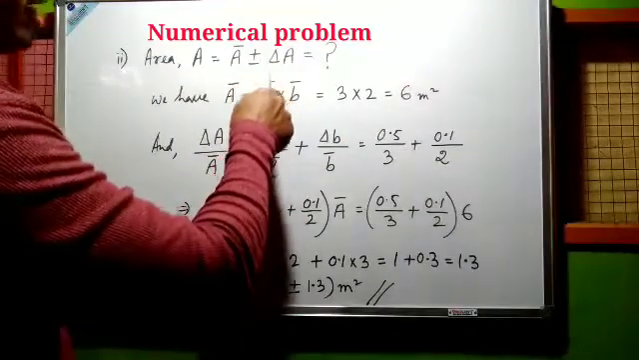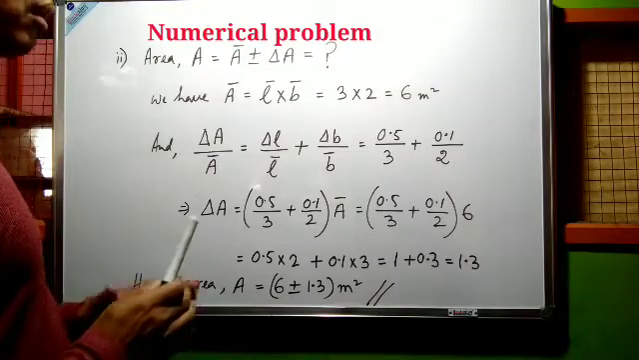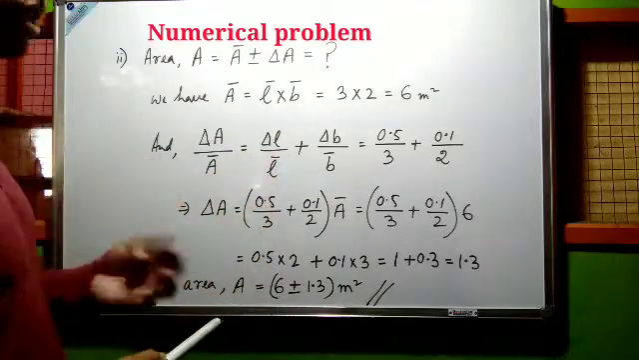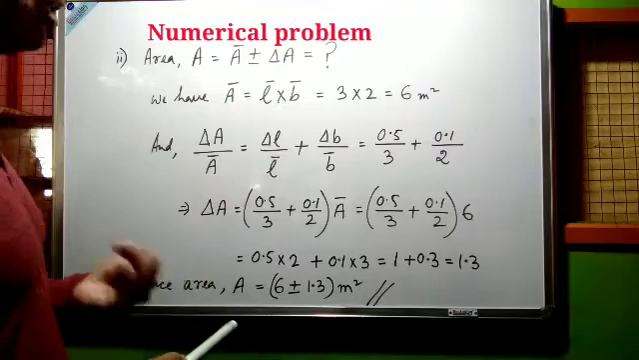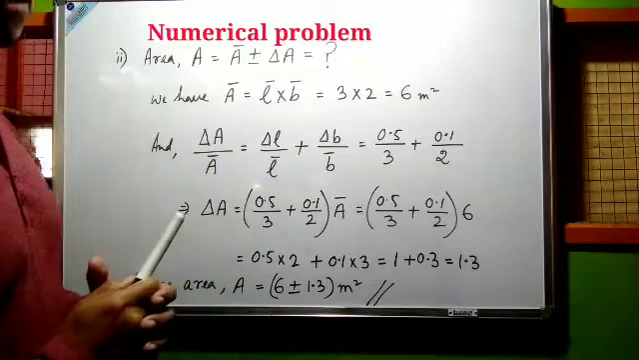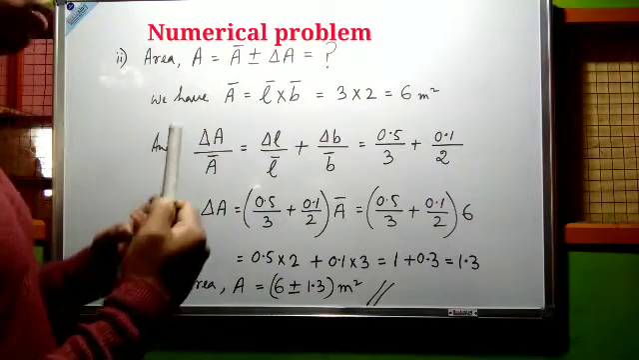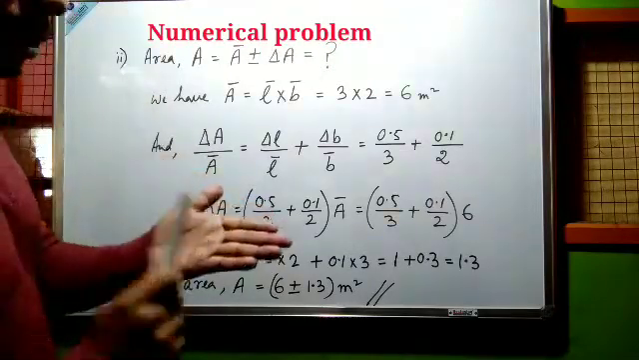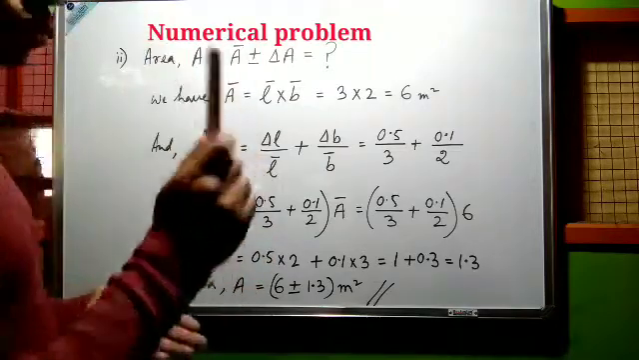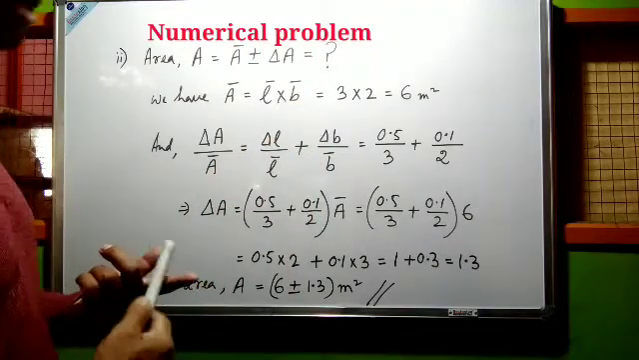Then how do we find the absolute error in area? We must see what operation is involved: addition, subtraction, multiplication or division. Area is length into breadth, so area involves multiplication of two observed quantities. Then according to rule number 2, the relative error in the result is the sum of the relative errors in the observed quantities.